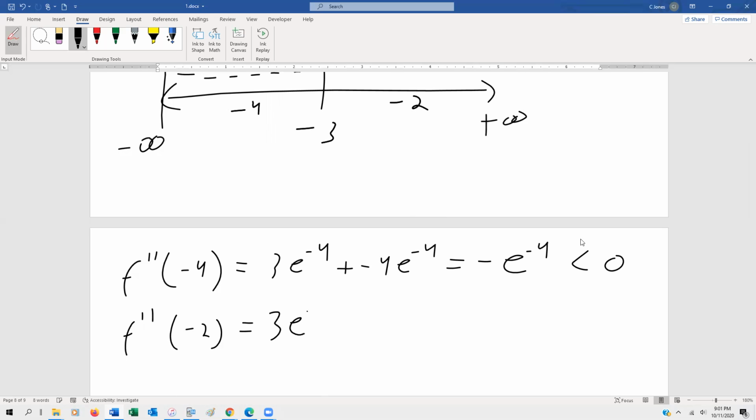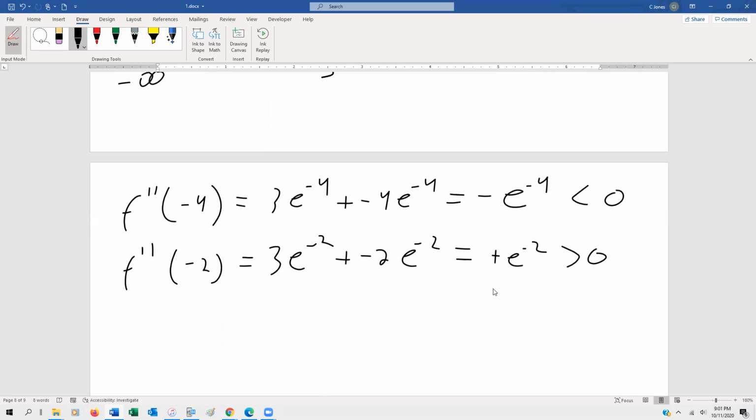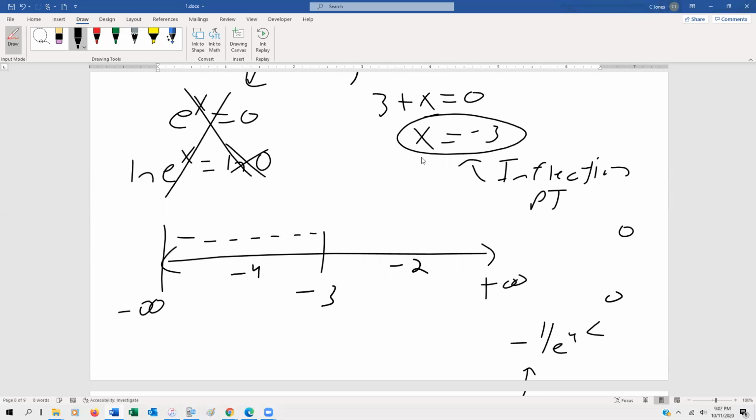That's going to give us 3e to the minus 2 plus negative 2e to the minus 2, which is equal to positive 1, since we have 3 minus 2. So that's going to be positive e to the minus 2, clearly greater than 0. Remember, just because the exponent's negative, that doesn't mean the value of the expression is negative. We can write this as 1 over e squared. We can write e to the minus 4 as negative 1 over e to the 4th. So this one is clearly less than 0, and this is clearly greater than 0.